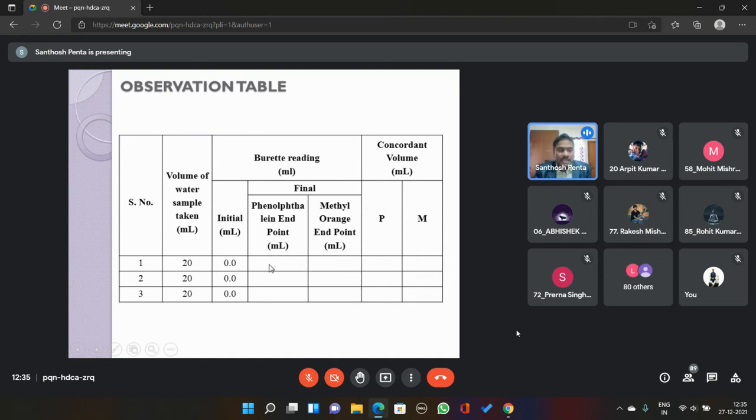Let us assume that in the first case you got 15, here you got 30, and in the second case also you required 15 and 30. You are required to get the readings 15 and 30. Then only these two readings are the concordant readings. Then the phenolphthalein concordant reading is 15, and the methyl orange concordant reading is 30.